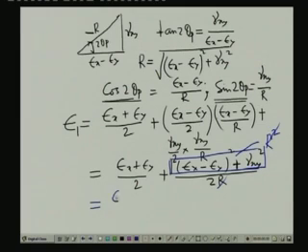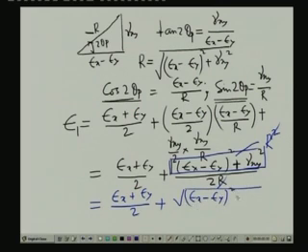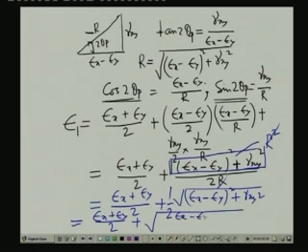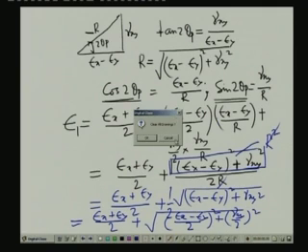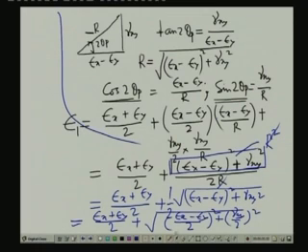So this is basically equal to (epsilon x plus epsilon y) by 2 plus r, which is root of (epsilon x minus epsilon y) square plus gamma xy square, half of that. And if we take these two inside, then this can be written as (epsilon x plus epsilon y) by 2 plus root of [(epsilon x minus epsilon y) by 2] square plus [gamma xy by 2] square. So this is the value of the maximum normal strain that is acting at that particular point.